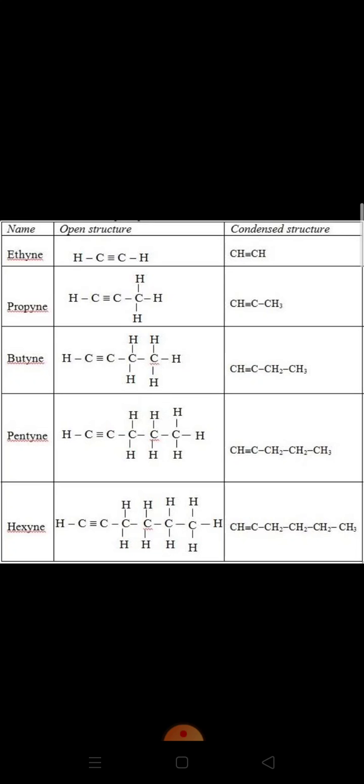So in this series also we observe the same thing. The difference between the members is CH2, 1 carbon and 2 hydrogens. So all these series are called homologous series of hydrocarbons.